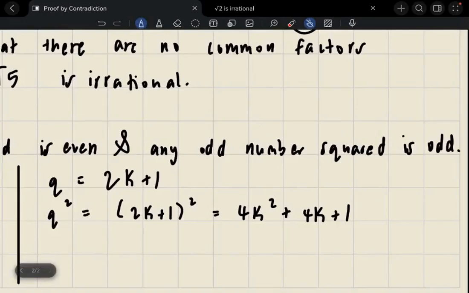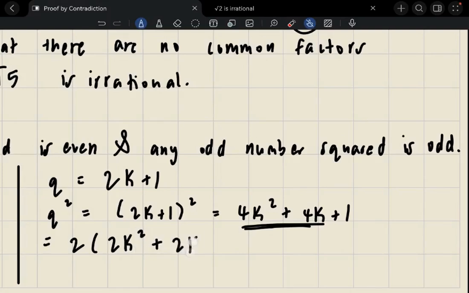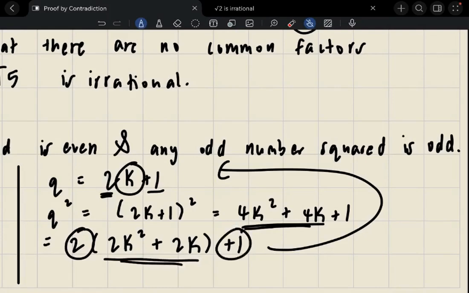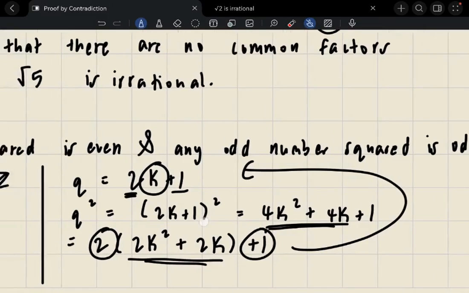Take 2 out of this whole thing, factor 2 out of it, so that gives me 2 bracket 2k squared plus 2k plus 1. And then we reach the same thing here originally, where we said that it's 2 multiplied by some integer plus 1. Over here it's also 2 multiplied by some integer plus 1. So that just shows us also that any odd number, when you square it, is also odd.